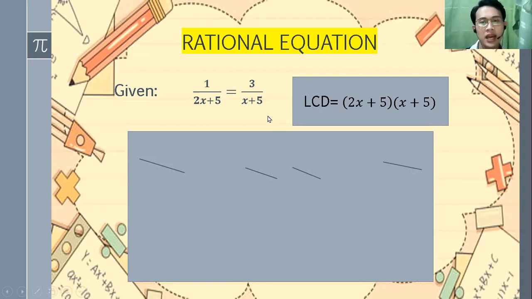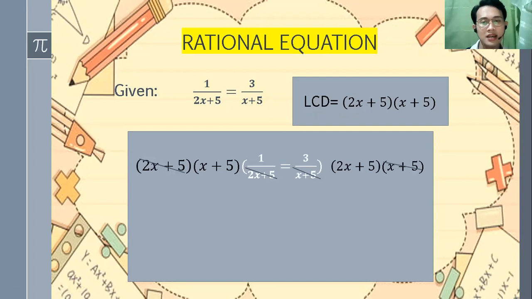So how about, sir, if my LCD is 2x plus 5? Is that okay? No, it's not okay because 2x plus 5 is a binomial and x plus 5 is another binomial. And x plus 5 is not divisible to 2x plus 5. So if you look at the denominators and they're not divisible to one another, just simply write their multiplication, or just multiply both denominators. Next.